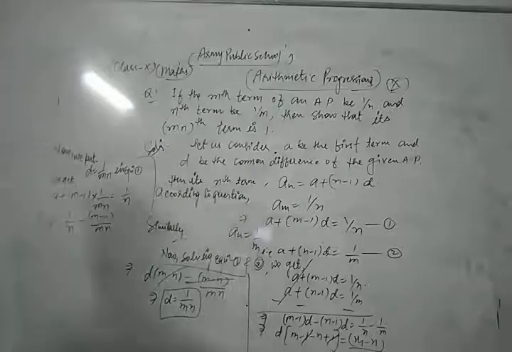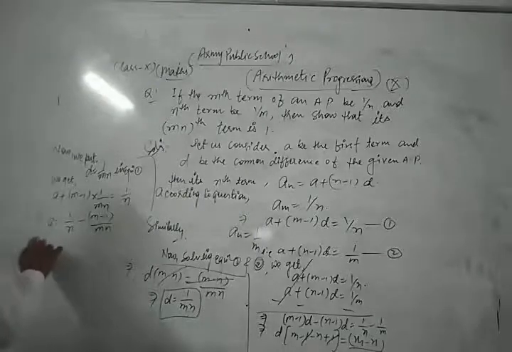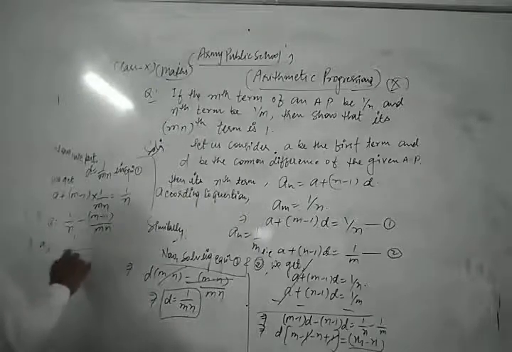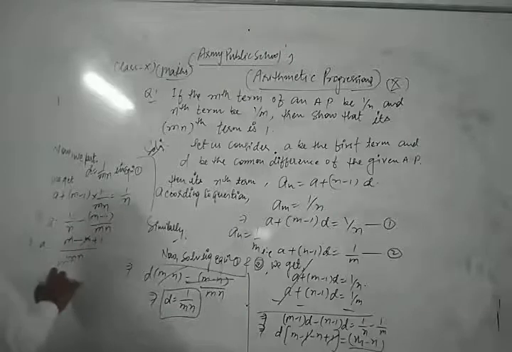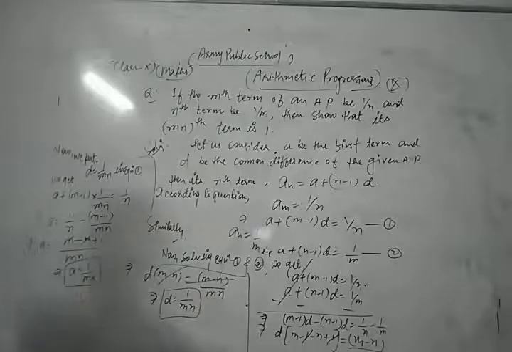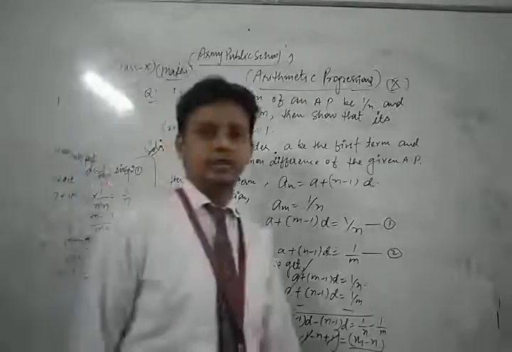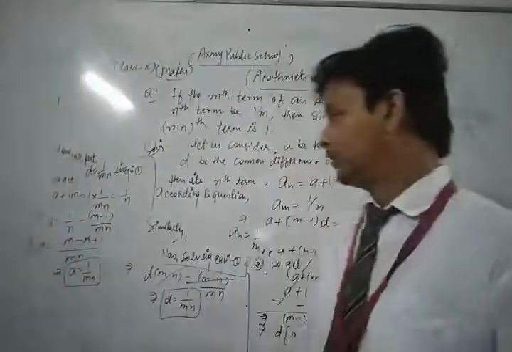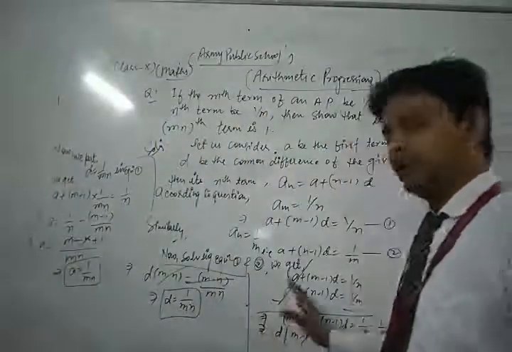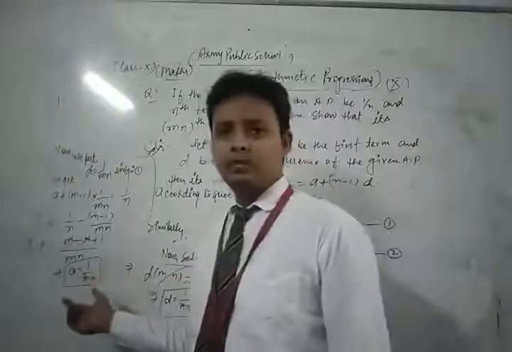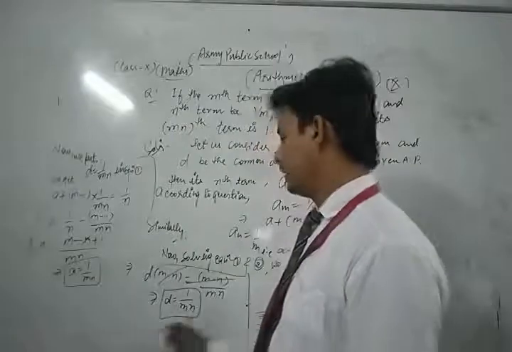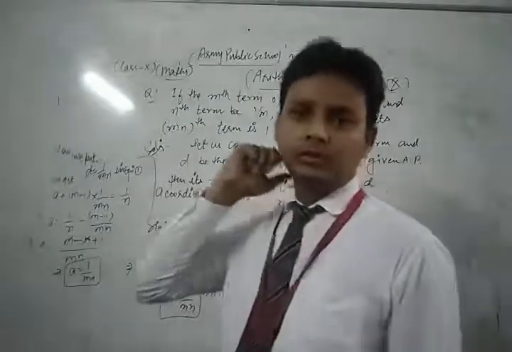M minus 1 upon m. Now we simplify them. We take mn as LCM. This is m minus here m plus 1. Now m cancel to each other, thus the value of a is also equal to 1 upon n. In this way, dear students, after solving equation 1 and 2, we get the value of a as 1 upon mn and the value of d is 1 upon mn.